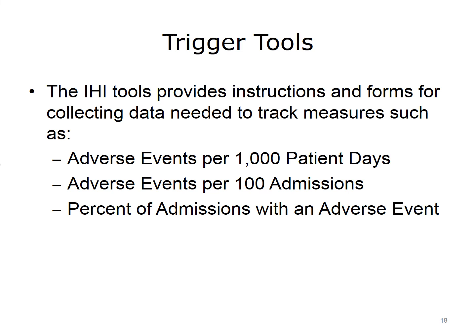Trigger tools are clearly a key strategy available for the quality improvement process. They provide specific data that allows an organization to identify adverse event rates in an efficient way. Examples of data gathered through the use of trigger tools include adverse events per 1,000 patient days, adverse events per 100 admissions, and percent of admissions with an adverse event. Improvement efforts to reduce harm require tracking of measures related to the area of focus.